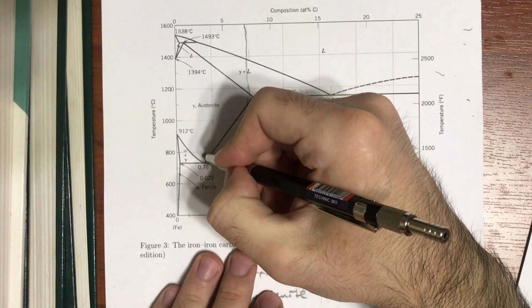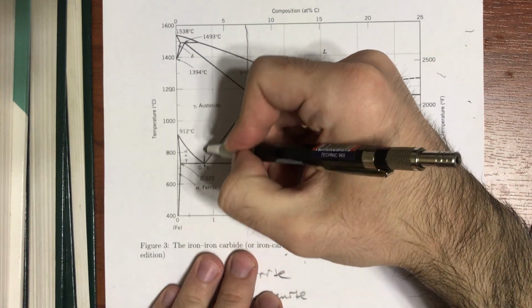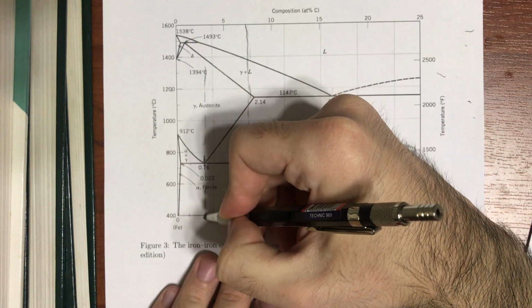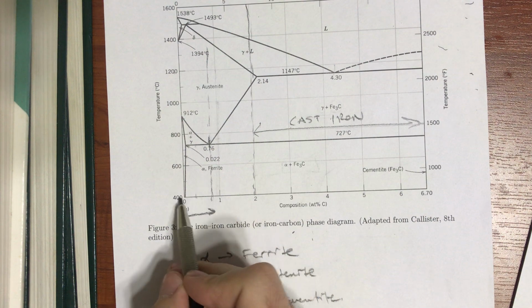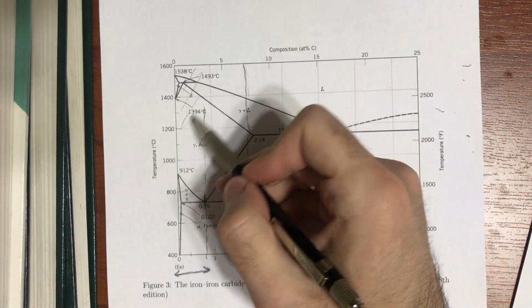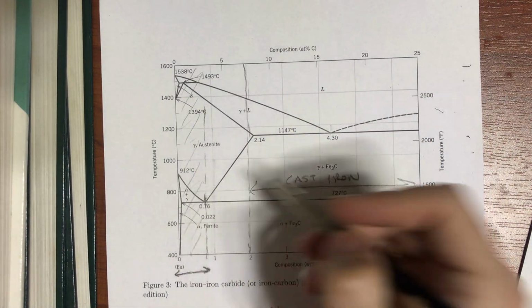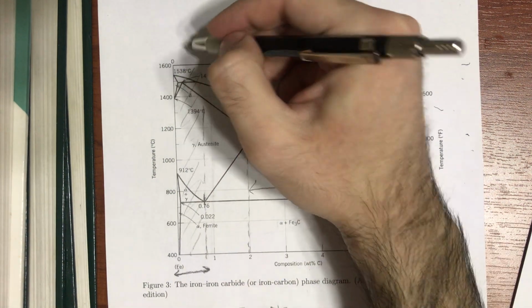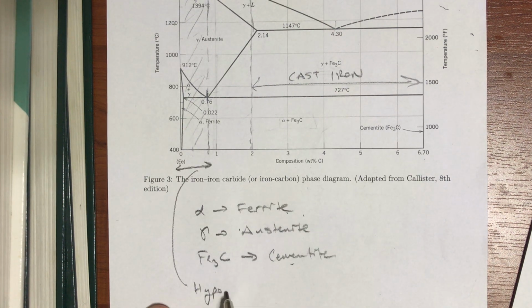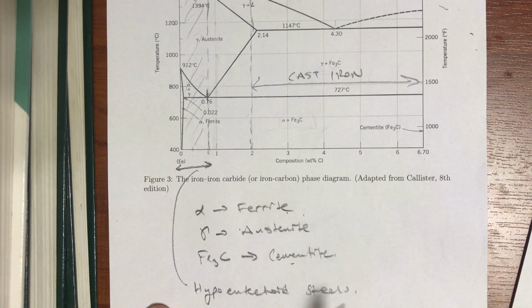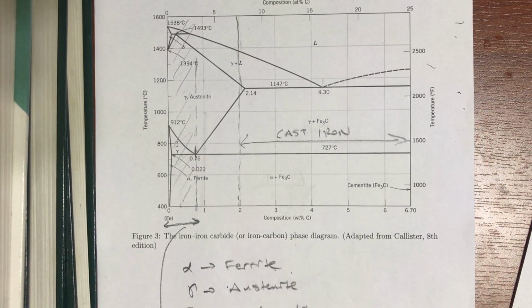Hypoeutectoid, meaning before the eutectoid reaction. Eutectoid reaction is here. So from 0 up until 0.76, this whole entire part is hypoeutectoid steels. So that was the part A of the question.